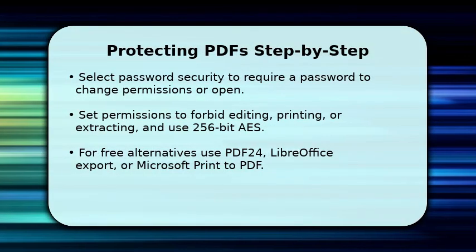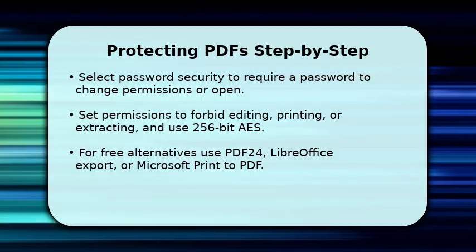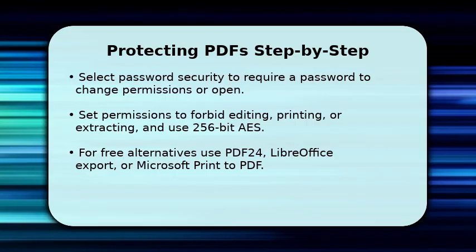Open the PDF in Adobe Acrobat Pro to set editing restrictions and encryption. Go to File, Properties, and then Security to choose a protection method. Select Password Security to require a password to change permissions or open. Check Restrict Editing and set an open password and a permissions password. Set permissions to forbid editing, printing, or extracting, and use 256-bit AES.